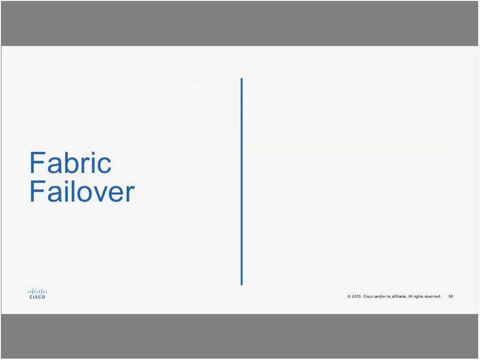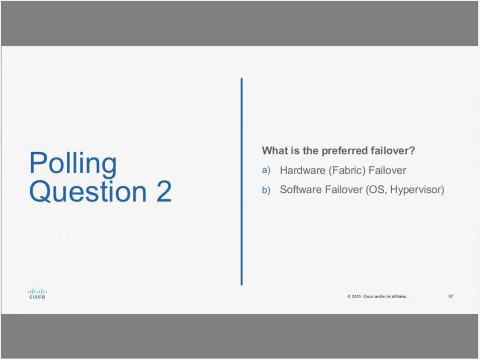All right, fabric failover. How does that work? Here's a polling question for you guys. What is the preferred failover method? Is it fabric failover or is it software failover using your operating system, whether you've got bare metal servers or hypervisors or whatever? What is preferred? What are the best practices?